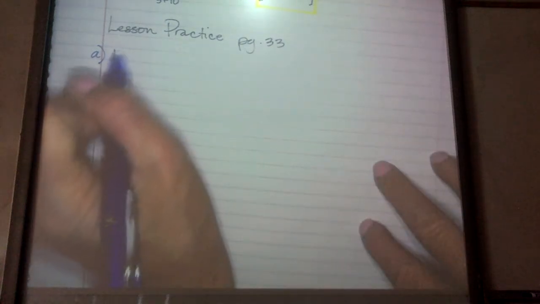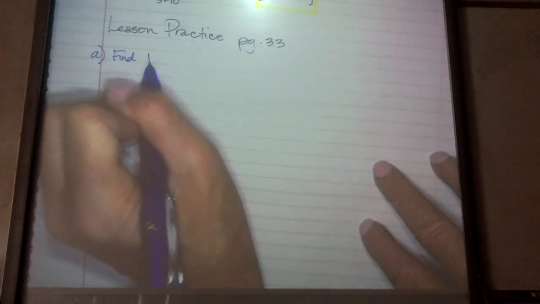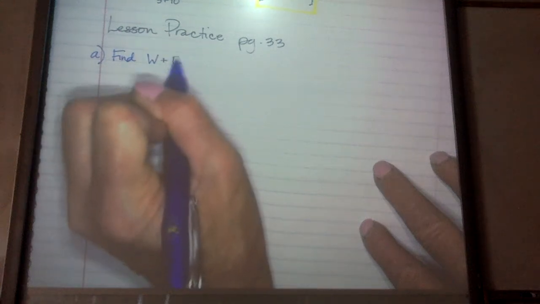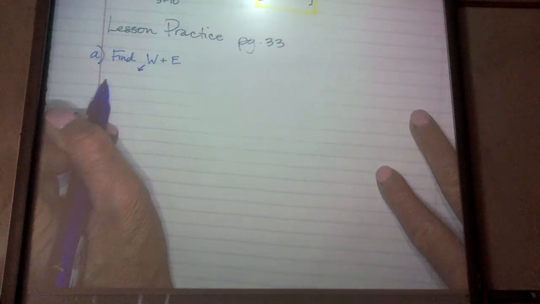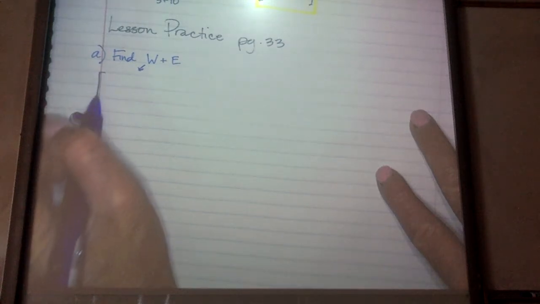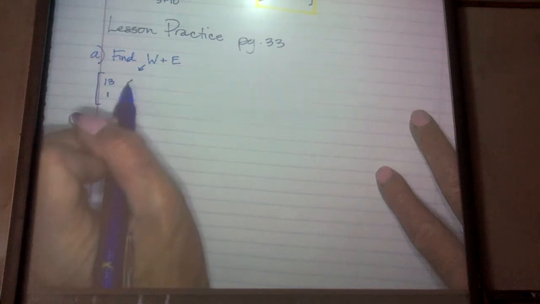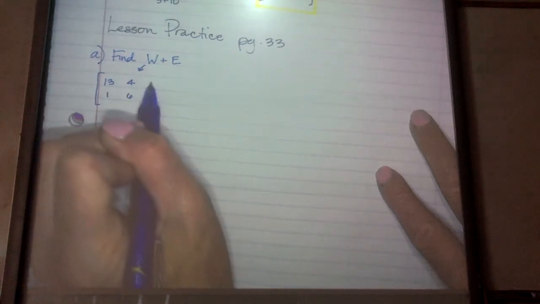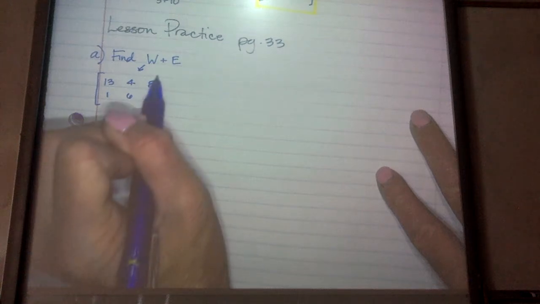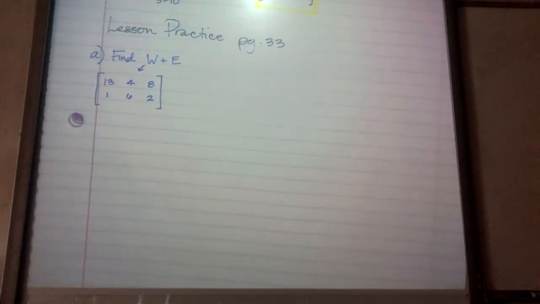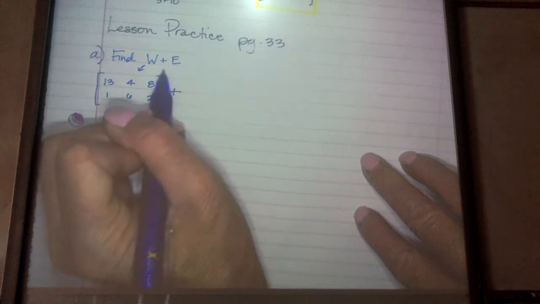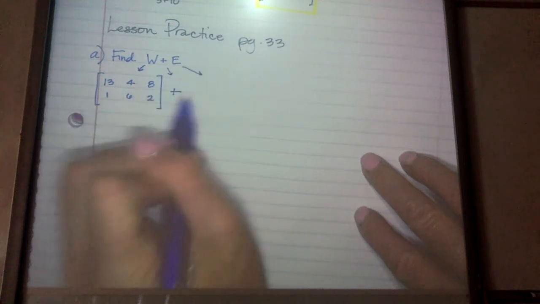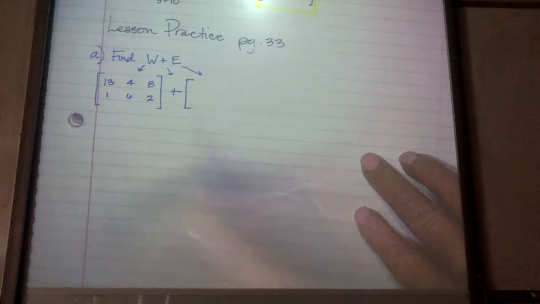So it says to find matrix W plus matrix E. And so matrix W, I'm just going to organize the data. I'm going to keep everything in the same position. So 13, 1, 4, 6, 8, 2. So that should match the table on page 33. And it's asking me to add, and then matrix E, I'm going to just organize the table they provided.